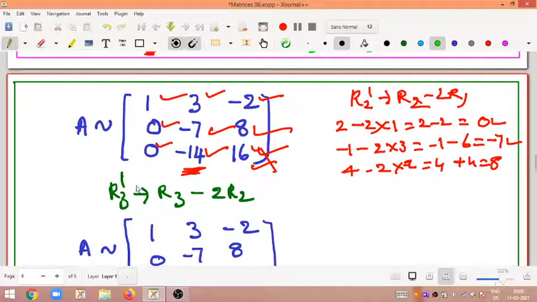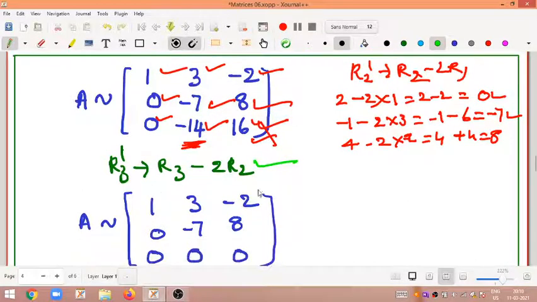R3 dash implies R3 minus 2 R2. So R1 and R2 stay as they are. Next R3: 0 minus 0, 0 minus 14 minus 2 into minus 7 plus 14. So minus 14 plus 14 becomes 0. Again 16 minus 2 into 8, 16 minus 16, that 0 will come.